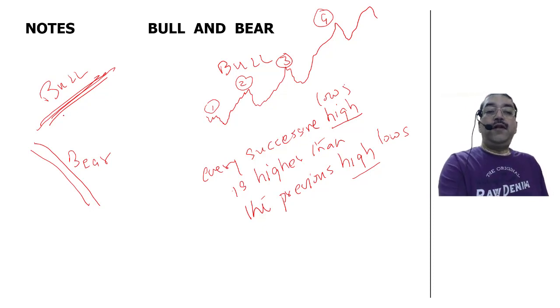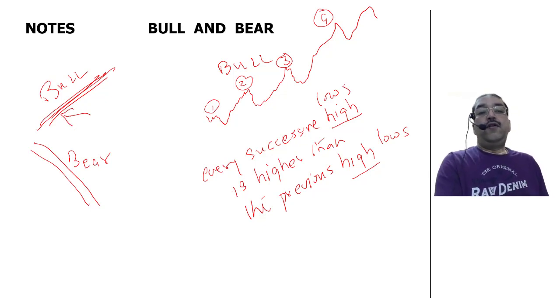Can you explain that over here in this figure? No. Where is the high and low there? There is only one high over there. It's only high, it's not low. Every successive high is higher than the previous high. So 2 is higher than 1, 3 is higher than 2, 4 is higher than 3. Then what did I say? Every successive lows are higher than the previous lows.